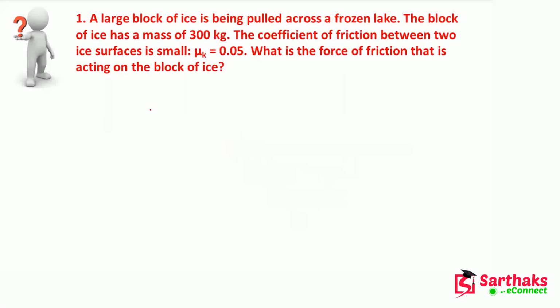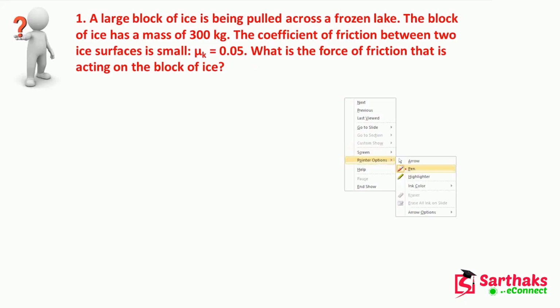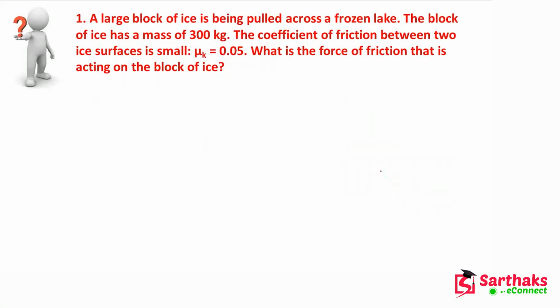Okay. Next question. A large block of ice is being pulled across a frozen lake. The block of ice has a mass of 300 kg. The coefficient of friction between the two ice surfaces, mu k, equals 0.05. What is the force of friction that is acting on the block of ice? Just a minute, I am taking another color to solve this problem.